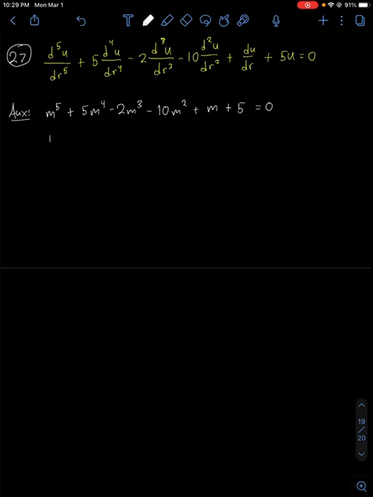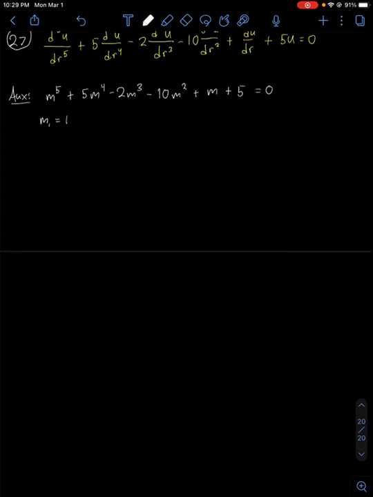So we have 1 plus 5 minus 2 minus 10 plus 1 plus 5. Does that equal 0? Let's see. Minus 10 and minus 2 is minus 12. 5 and 1 is 6. That's minus 6. And that's true. So the first root is m1 equals 1.